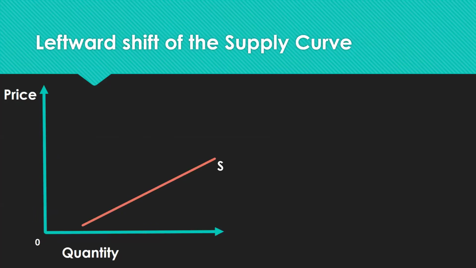Now supply curves are the opposite. Supply curves are upward sloping. For supply curves, as price increases, the amount that they are willing to supply increases.